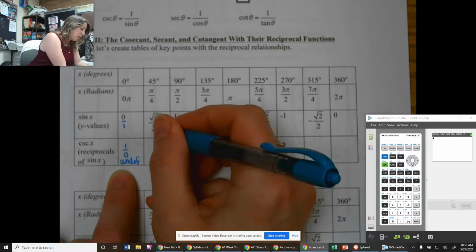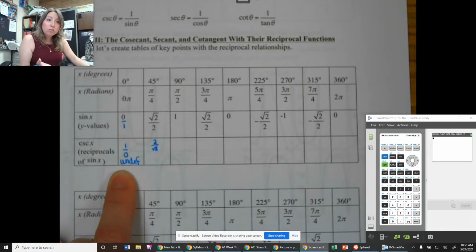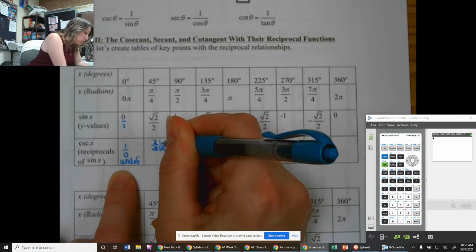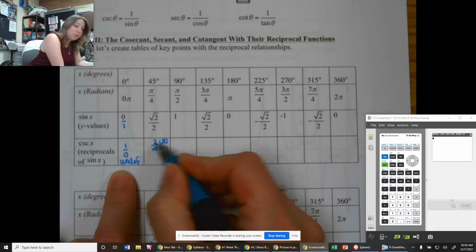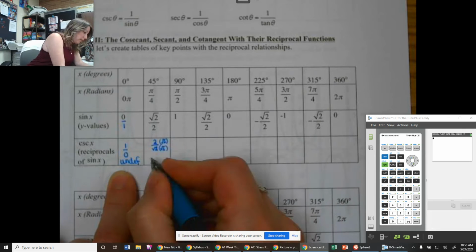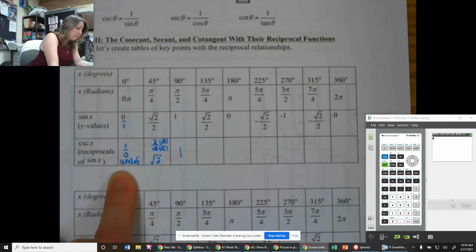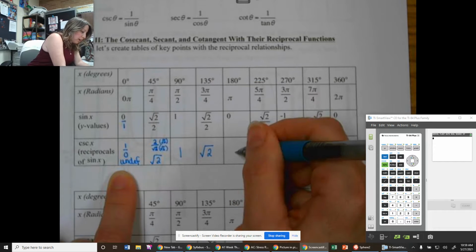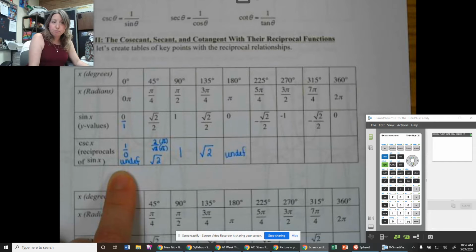When you take the reciprocal of 2 over radical 2, you have to rationalize that by multiplying top and bottom by radical 2. Down here, you get 2. Up here, you get 2 radical 2. Well, those 2's cancel out. So radical 2 is the value here. When you flip this one over, it's 1. And then we've got radical 2 again. And then, boom, again, you have an undefined, an asymptote, right?